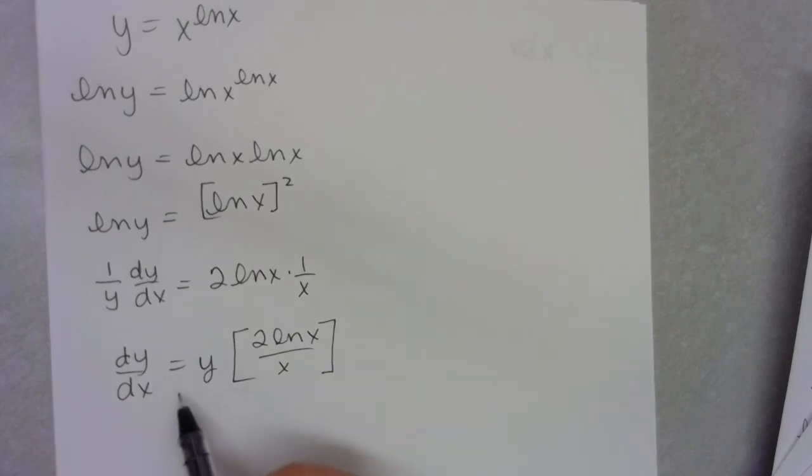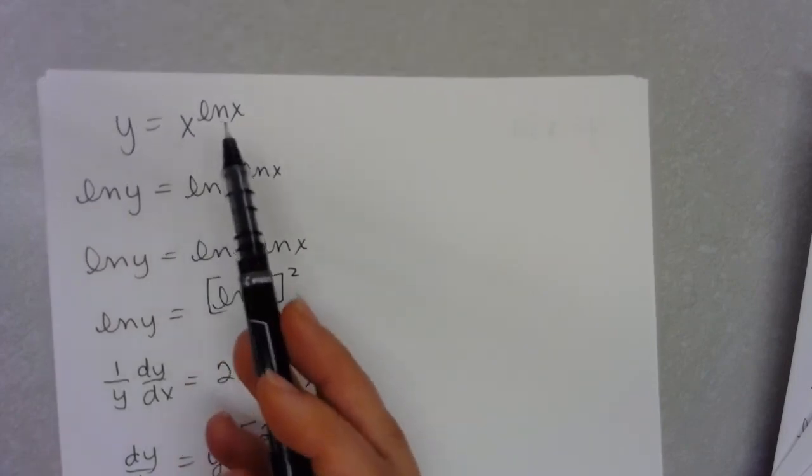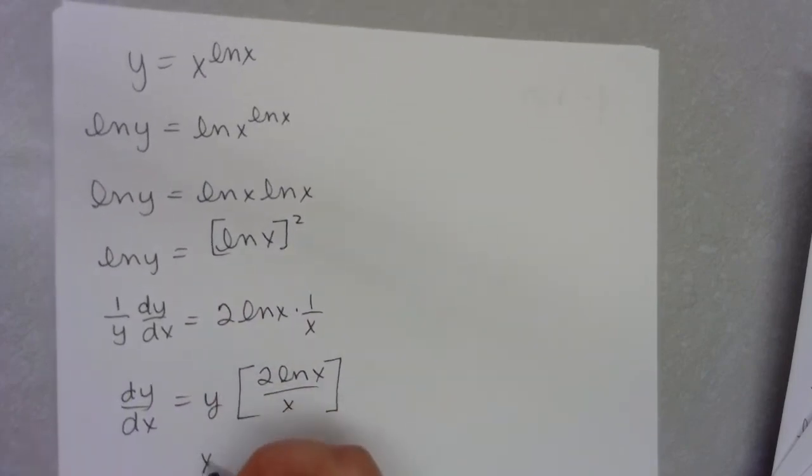And then I'm going to replace my y. So my y goes back to x to the ln x. So I have x to the ln x times 2 ln x over x. And this is the derivative.